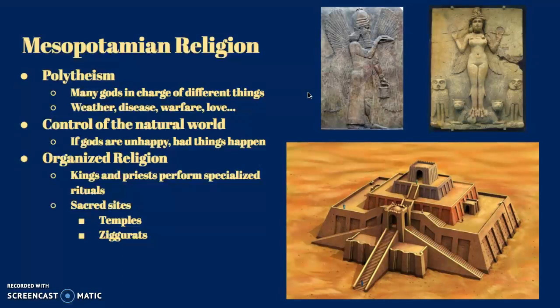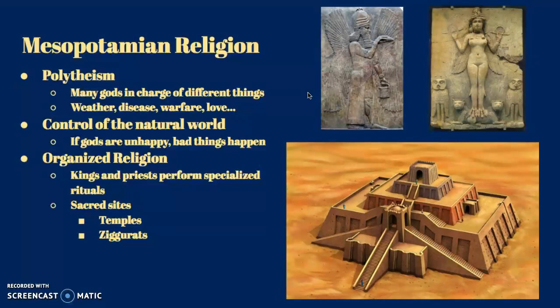And how you do this is by performing specialized rituals in special places. So the kings and priests, who we'll talk about in a minute, their job was to perform specialized rituals. And this could be sacrifice, like you might slaughter an animal or give a bunch of grain to a god. Or you might do special prayers or readings from holy texts and stuff like that.